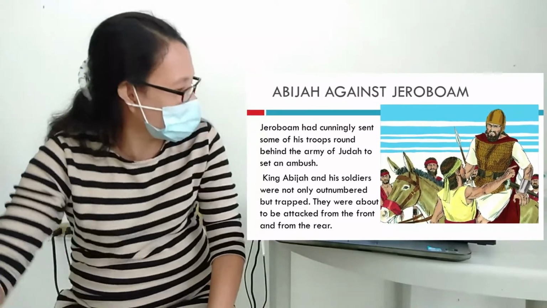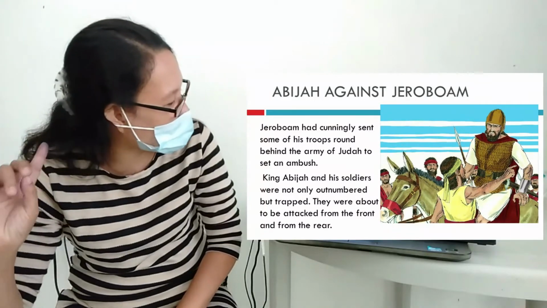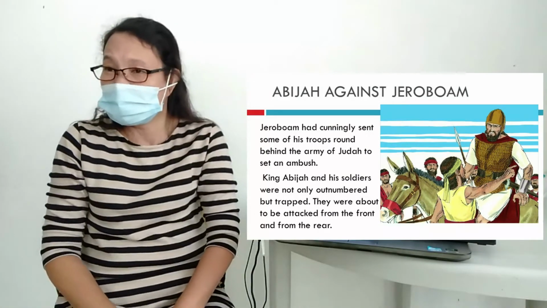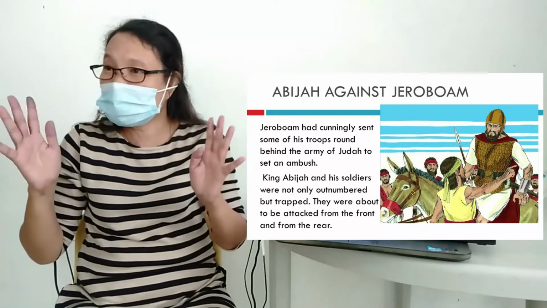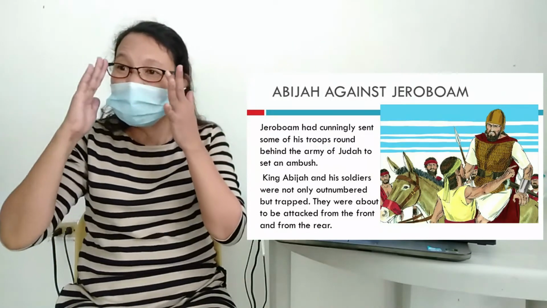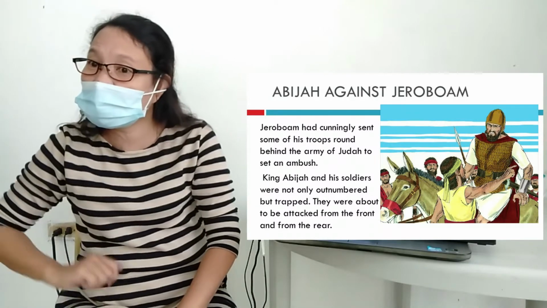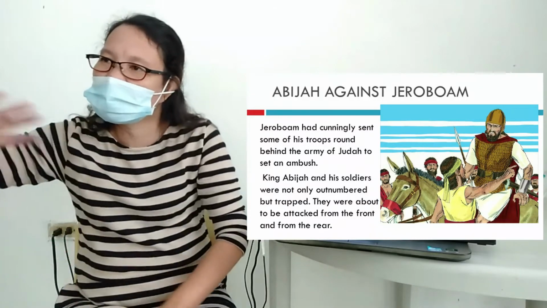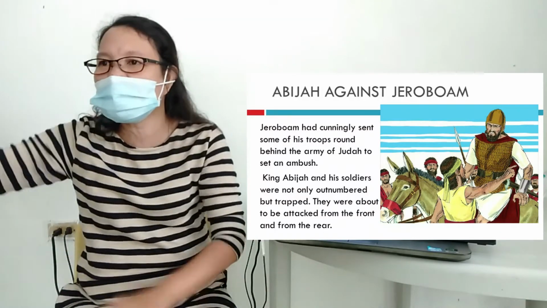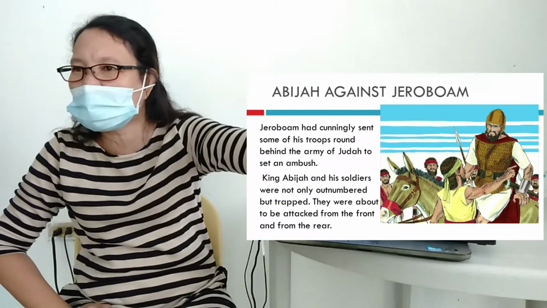What happened? King Abijah and his soldiers were not only outnumbered. How many are their troops, Barbie? How many are the troops of Abijah? 400,000. What about Jeroboam? 800,000. Jeroboam has 800,000. Abijah has 400,000. Who will win?